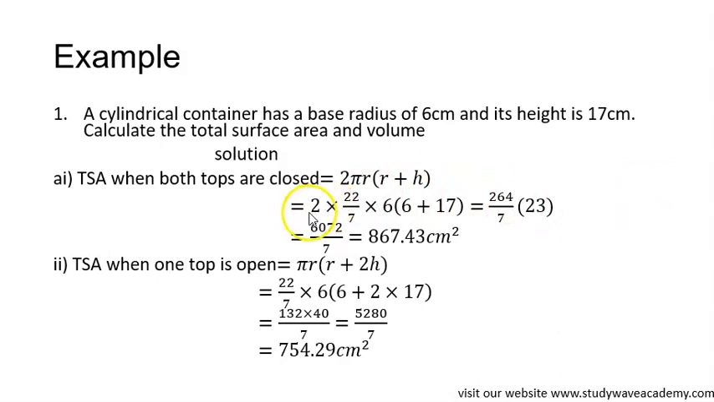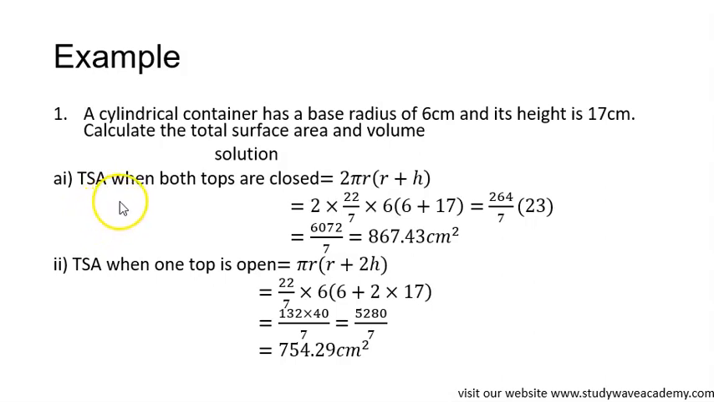And to calculate when one top is open and the other side is closed, the formula is pi r (r + 2h). So now we are going to be looking at the first one. We have our radius 6 cm and the height 17 cm. So we're going to be inputting our numbers into the formula.